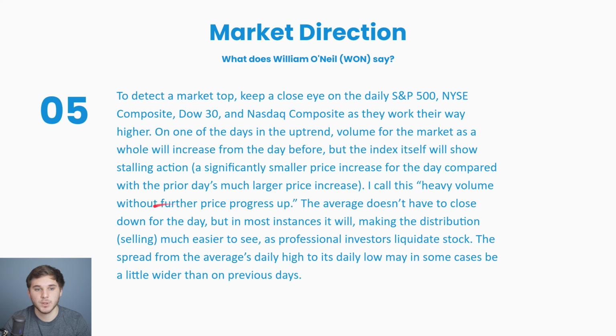I call this heavy volume without further price progress up. The average doesn't have to close down for the day, but in most instances it will, making the distribution selling much easier to see as professional investors liquidate stock. The spread from the average's daily high to its daily low may in some cases be a little wider than on previous days. So just because the stock indexes aren't down 2% on a day doesn't mean distribution didn't occur. These types of days where there's heavy volume without further price progress up are a subtle sign of distribution, and you should be watching out for these churning days as well.